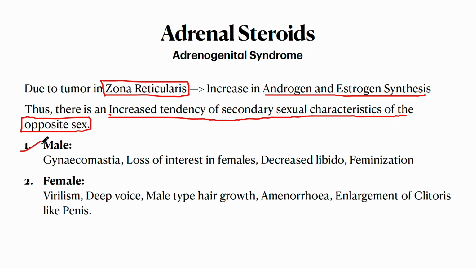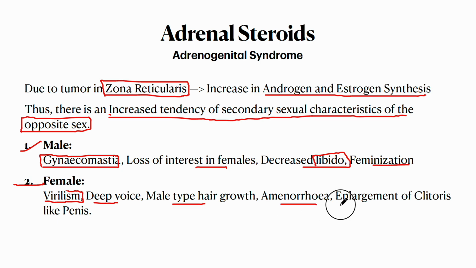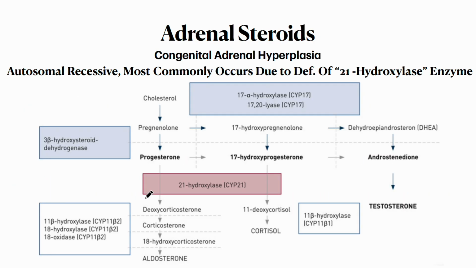So in male, there is gynecomastia, that is enlargement of breast, loss of interest in females, decreased libido, that is sex drive, and feminization, all the features that resemble a female happen, right? In female, what happens is virilism, that is increase in hair growth, and also deep voice due to testosterone increase, and male type hair growth, amenorrhea, and enlargement of clitoris like a penis happens, right? This is adrenogenital syndrome. So to remove the confusion, just in case. So let's talk about congenital adrenal hyperplasia. That is our main topic for today.